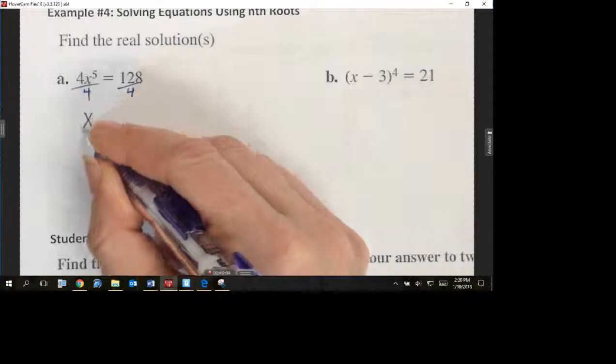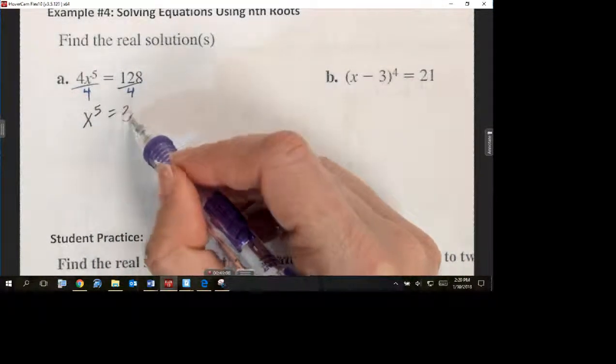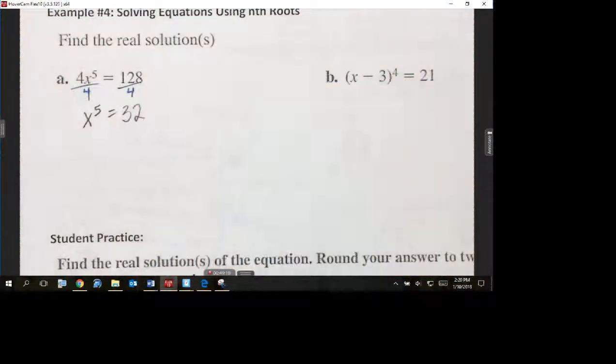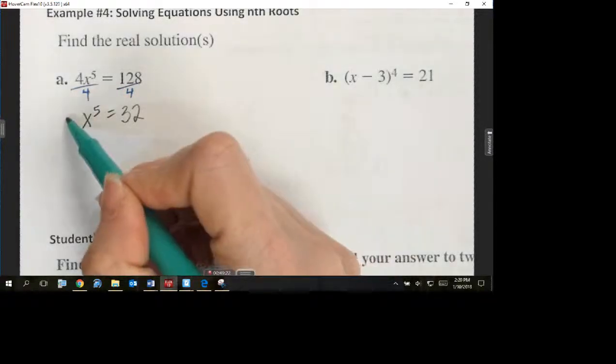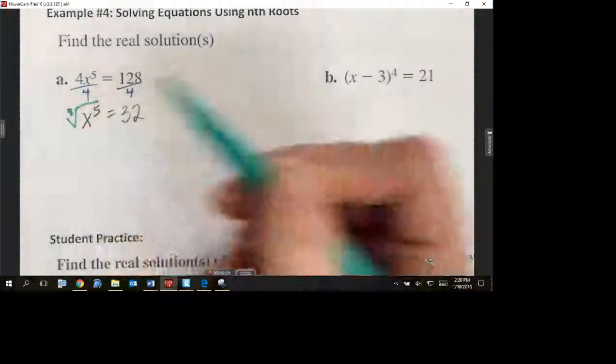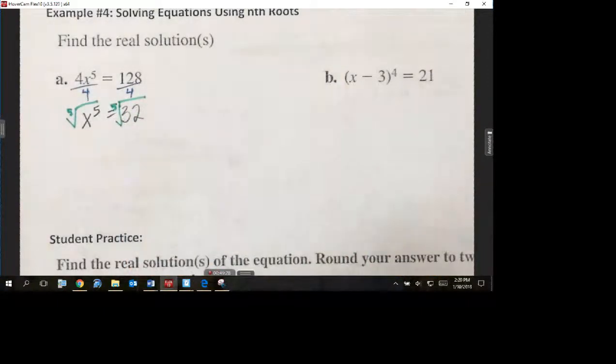So you get x to the 5th equals 128 divided by 4, that's going to be 32. Okay. Then what cancels out if it's a power? Fifth root. So to both sides, instead of doing a square root to both sides, we would do a 5th root to both sides.